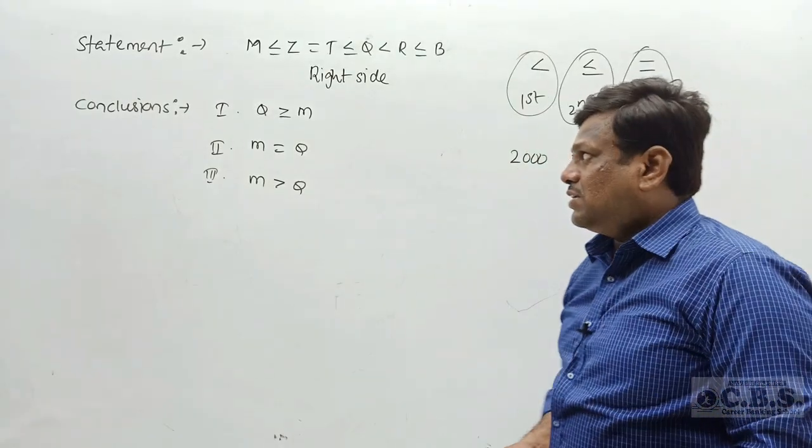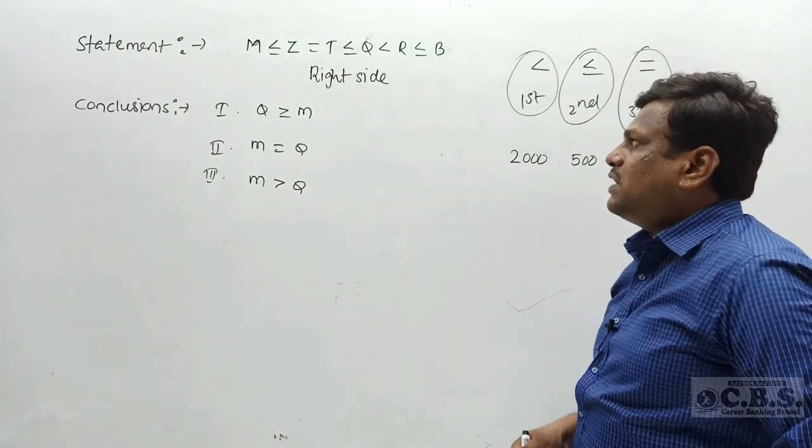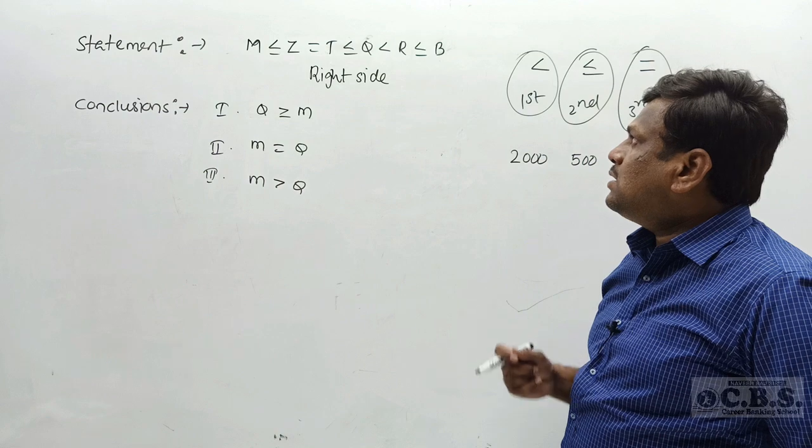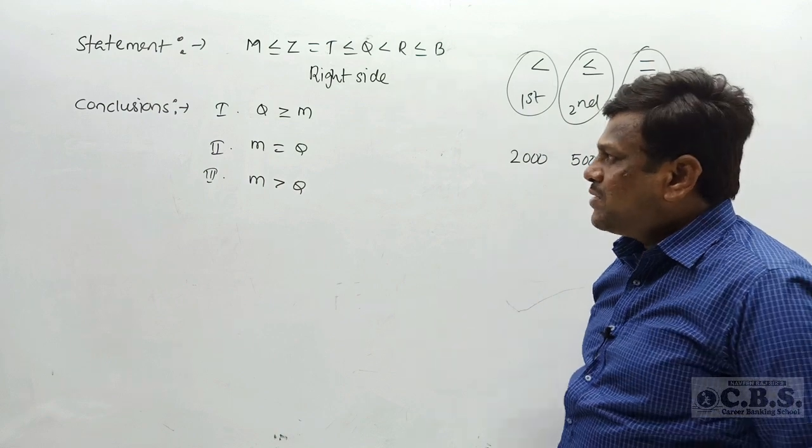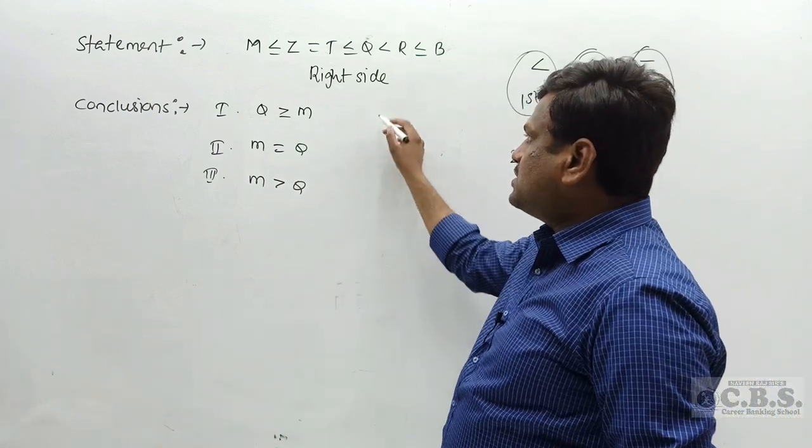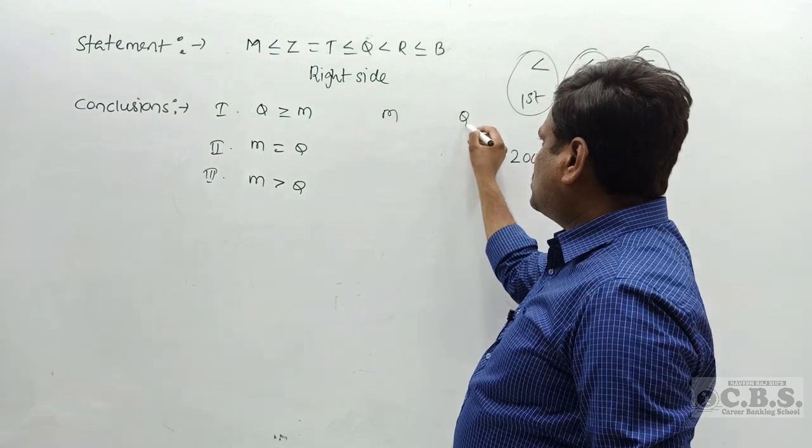Let's go for the next question. In the statement, all symbols are on the right side. We have M, Z, T, Q, R, and B as variables. And what are the conclusion variables? Conclusion variables are M and Q.